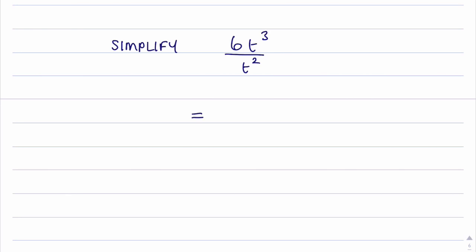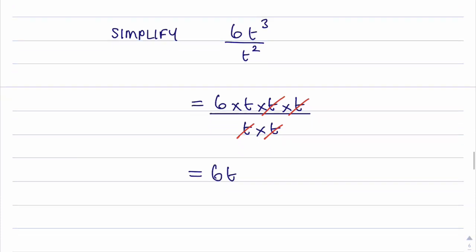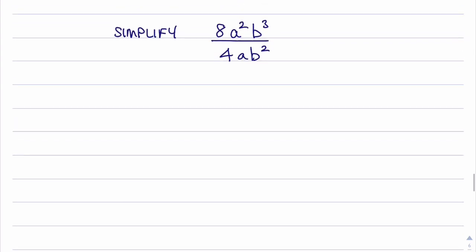So what we've got in the numerator is 6 multiplied by t, multiplied by t, multiplied by t. And in the denominator, what we've got there is t multiplied by t. Now what I can do here is I can actually cancel t's from the denominator with t's in the numerator. So this t I can cancel with this one, and this t with this one. And what I'm left with is just the 6t. Moving on to the next question, and following a similar process here.